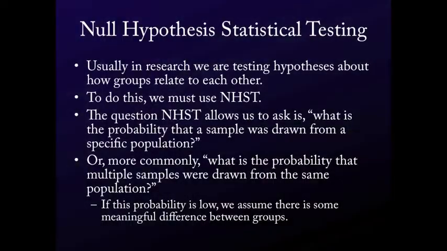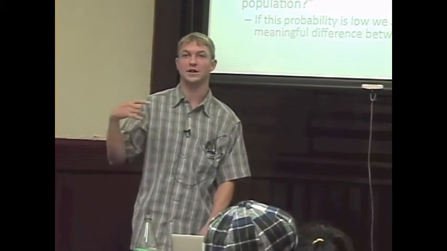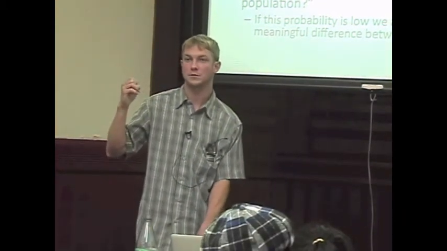So if it's a low probability that they came from the same population, we assume that they came from different populations, right? Or that maybe there's a meaningful difference between the groups. This is what your p-value is, by the way. Your p-value is the probability that the samples you pulled came from the same population, or if you knew a population and you pulled a sample from it, what the probability is that that sample came from your known population.